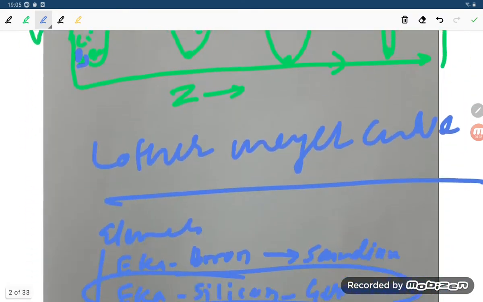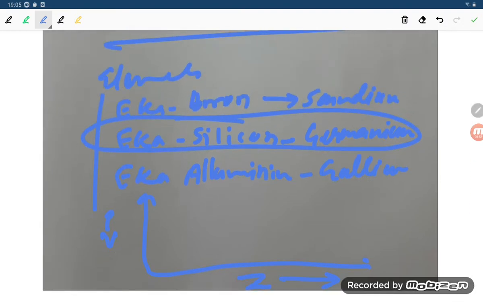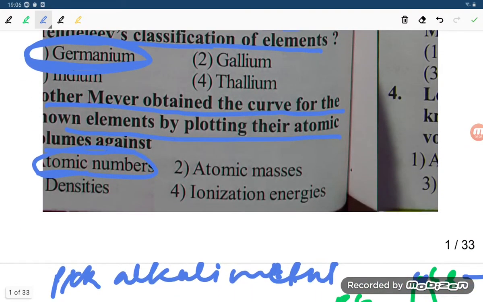Okay students, now this one, the Lothar-Meyer curve. If you talk about the Lothar-Meyer curve, on one axis there is Z, and on the other axis there is volume. By this formula we calculate the curve. The Lothar-Meyer curve has been drawn by using the atomic number Z and the volume. In the case of the Lothar-Meyer curve, students, this is the atomic number.